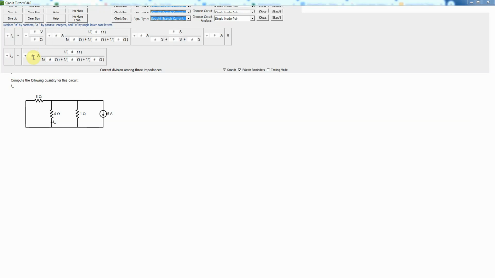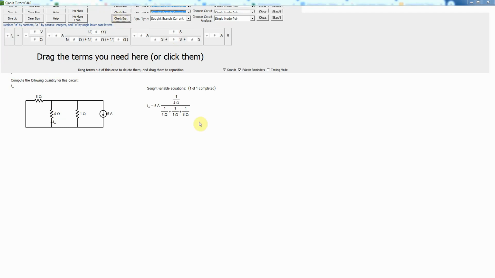So here we have the 5 amps, and then again using the tab key here, this is going to be the resistor in question, so it's going to be 1 over 4 ohms, or that would also be 0.25 Siemens if I were using the other type of term. And then 1 over 4 plus 1 over 1 plus 1 over 8. So basically I have the conductance of the term in question divided by the sum of the 3 conductances, which you could also express using this term if you like. And that is correct, and it's going to plot it for you that way.